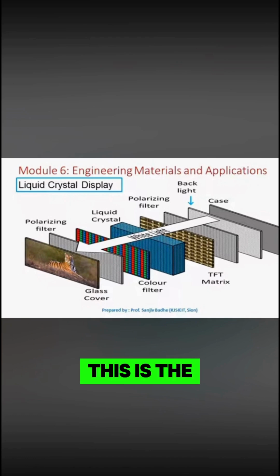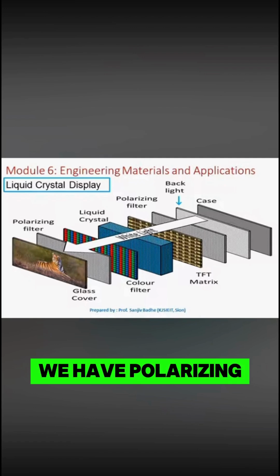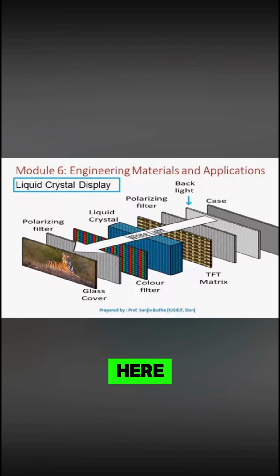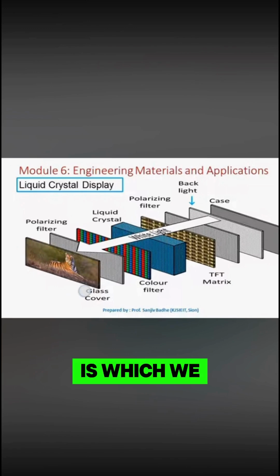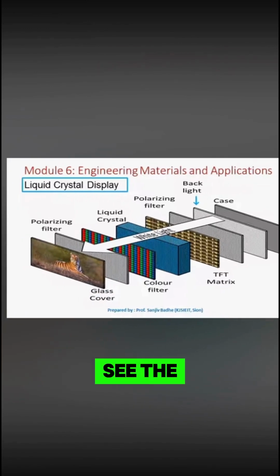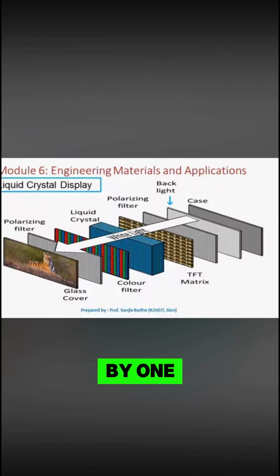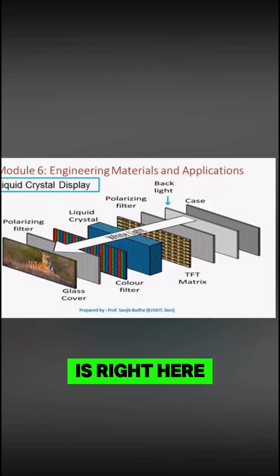You can see this is the case. Then we have the backlight. We have a polarizing filter here and also here, and the TFT matrix, color filter, and the glass cover. The glass cover is where we see the display of the screen. So let me tell you one by one. The case back here is where the light source is.